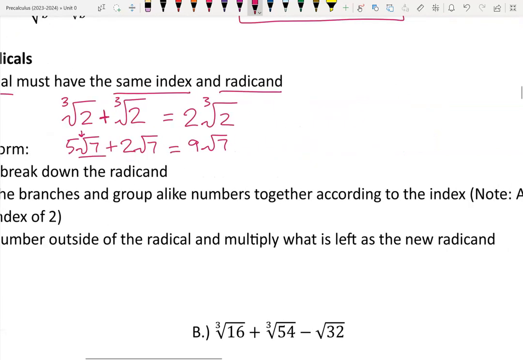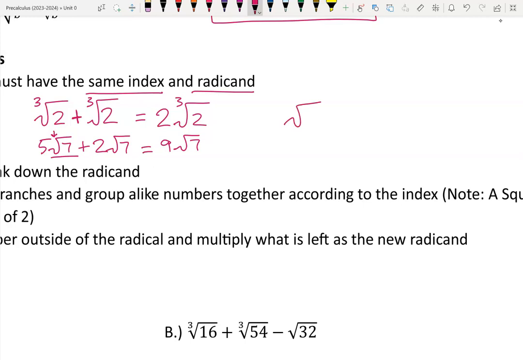And that would work. Whereas I could not combine, say, the cube root of 2 plus the fourth root of 2. I couldn't do that because they are different roots.